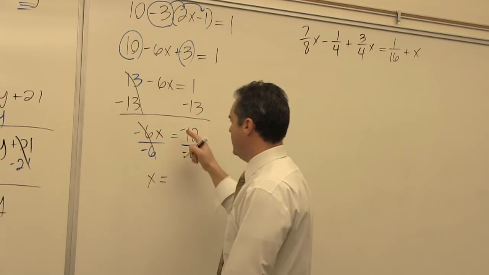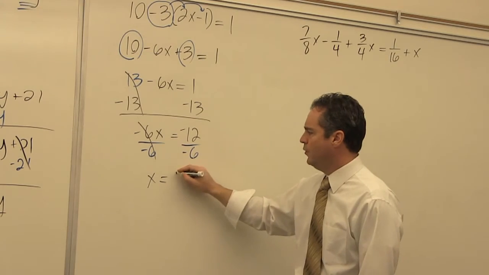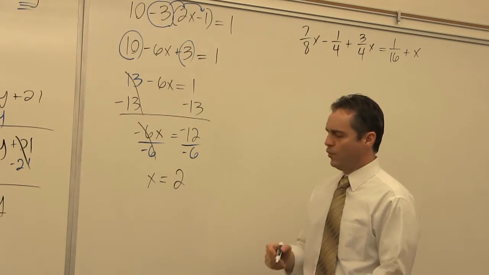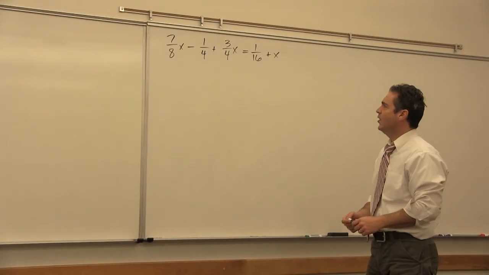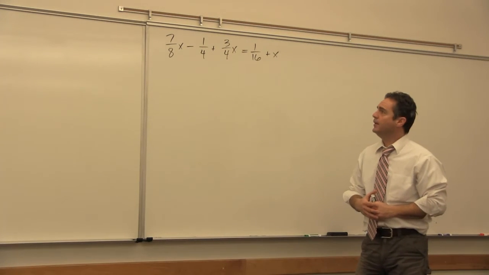Gone. x equals... A negative divided by a negative is a positive. 12 divided by 6, 2. x equals 2. Great work. Great. So, our final problem using the three-step process to solving.